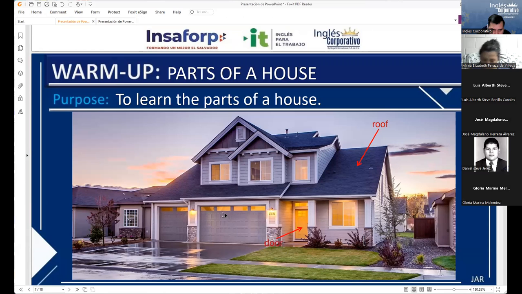Okay. This part of the house, what's the name? Garage. Yeah, the garage. Okay. This one?